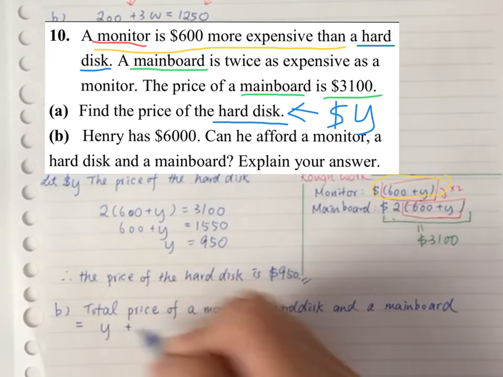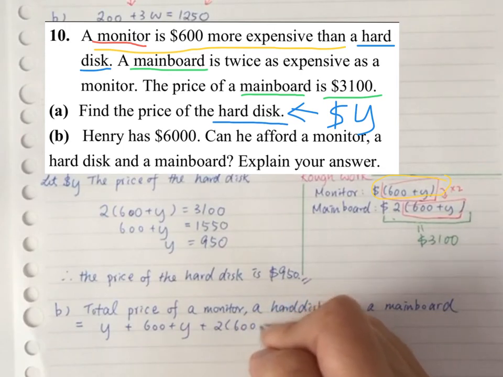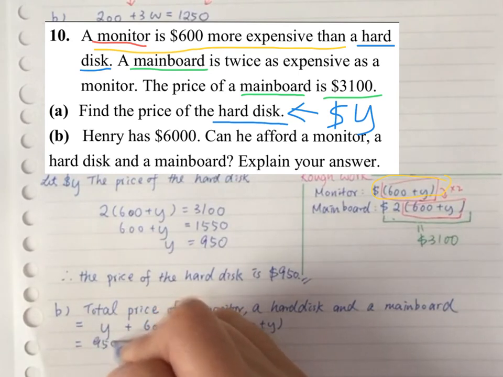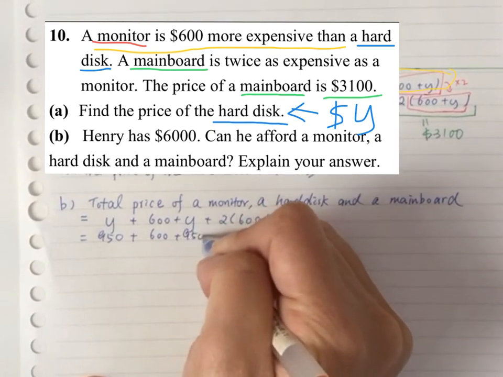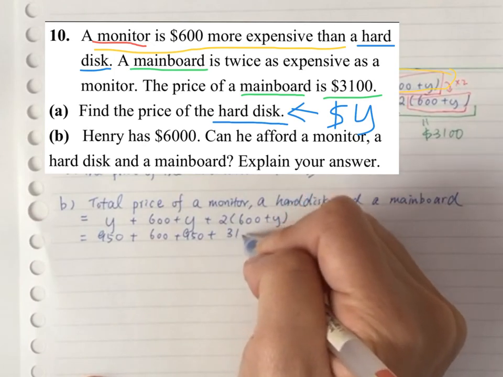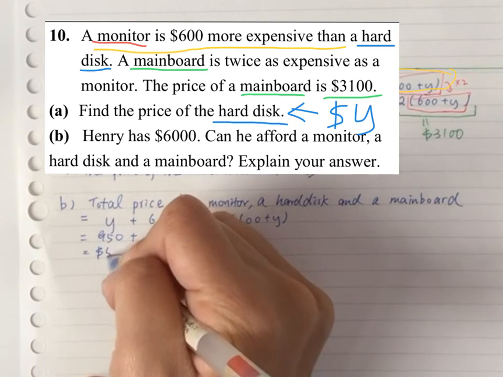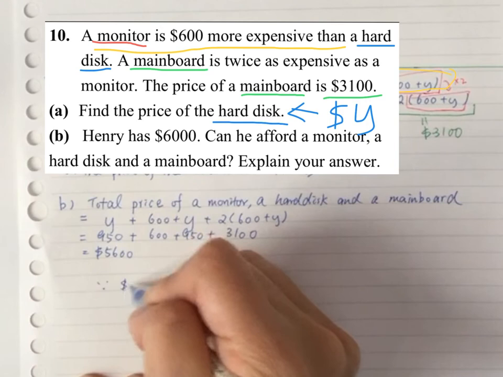The first one is y. The second one is 600 plus y. The third one is 2 times (600 plus y), or if you like, you can write 3,100. Let me put the values in the second row. And don't forget to put the dollar sign at last.